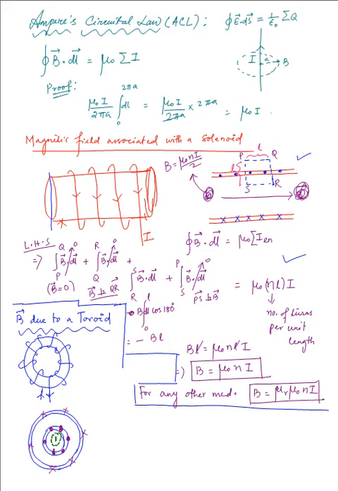Next up, we consider another loop which lies in between the body of the tube, or within the body of the tube. So that is loop 2. And the third loop is completely outside.